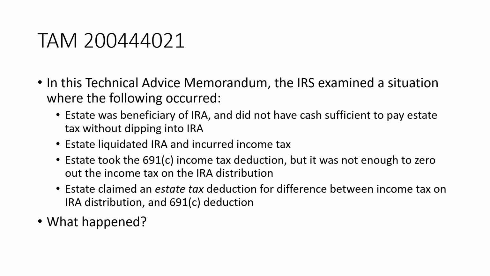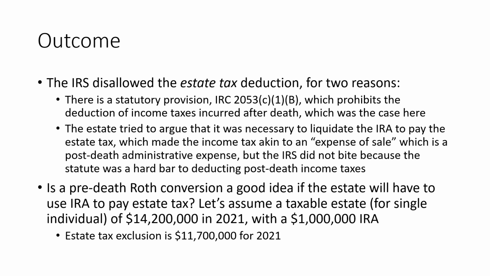So what the estate did is it claimed an estate tax deduction for the net income tax that was due after taking that 691C deduction into account. So what happened? The IRS disallowed the estate tax deduction for those net income taxes for two reasons. One is that there's a statutory provision, Code Section 2053(c)(1)(B), which prohibits the deduction of income taxes that are incurred after death, which was the case here.